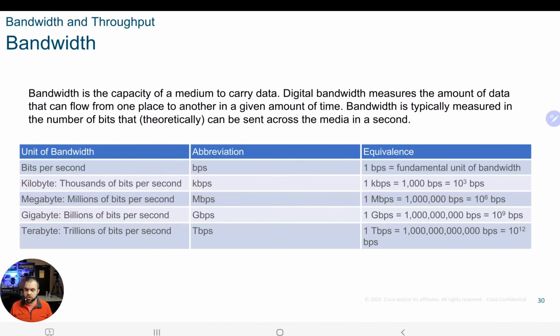So think of it like our roads, okay? We're talking about capacity here. So how much bandwidth, or how wide is that band for us to be able to move data across it? Okay, so is this a 5-lane highway? Is this a 2-lane highway? Like, what is the width of the band that we're working on?